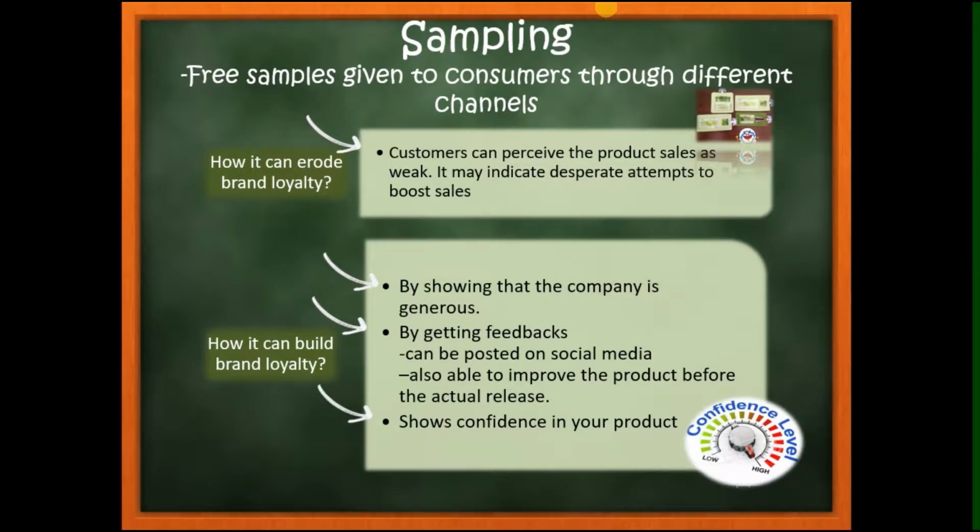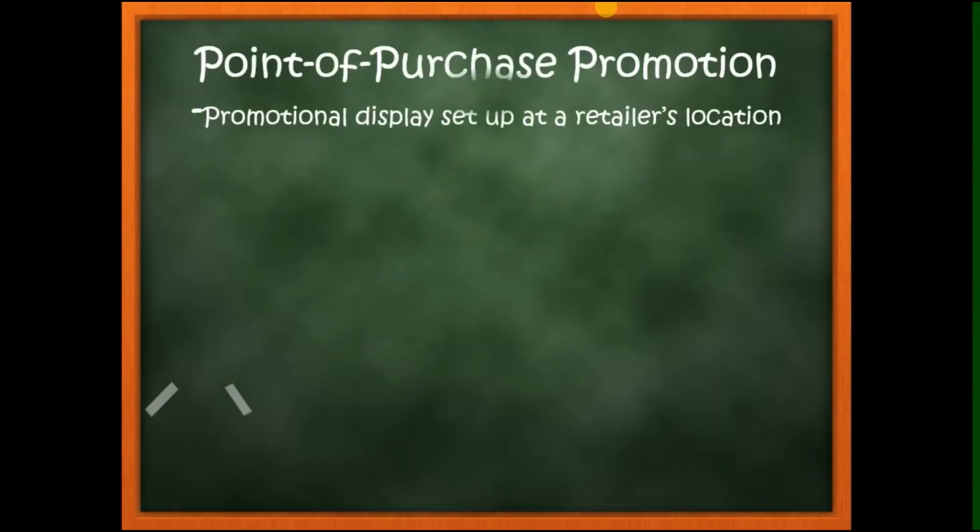The final form of sales promotion I'm going to talk about is point of purchase or POP, which is the promotional display set up at a retailer's location. This can include shelf-aging, dummy packs, display stands, mobiles, posters, and banners.